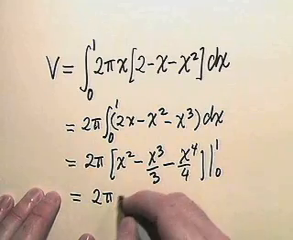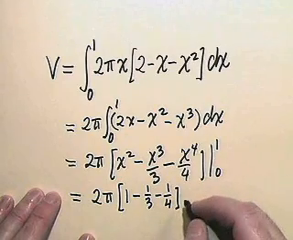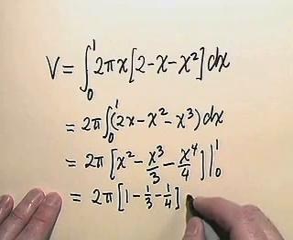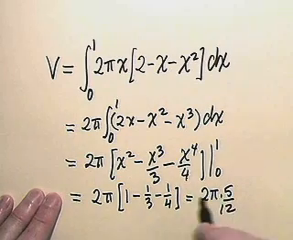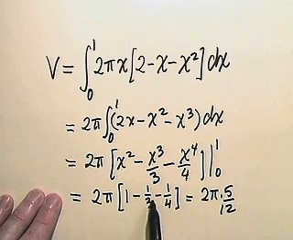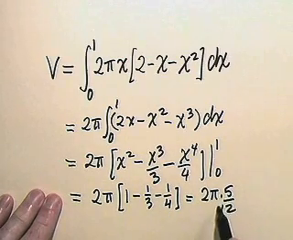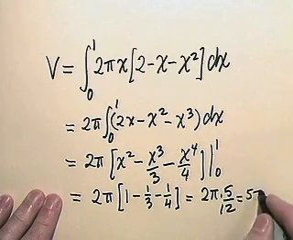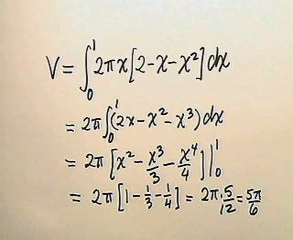So we get 2 pi times 1 minus a third minus a fourth. And of course, that's easily seen to be simply 2 pi times 5/12. In effect, a third plus a fourth is 7/12. 12/12 minus 7/12 is 5/12. Well, of course, we could cancel the 2 with the 12, and that would be 5 pi over 6 is the final answer for the volume when you revolve that region about the y-axis.